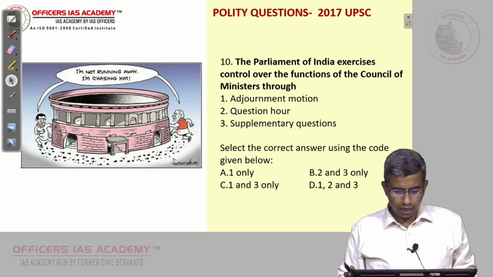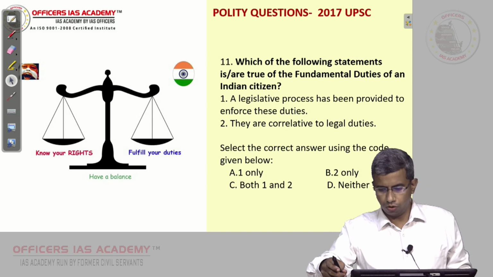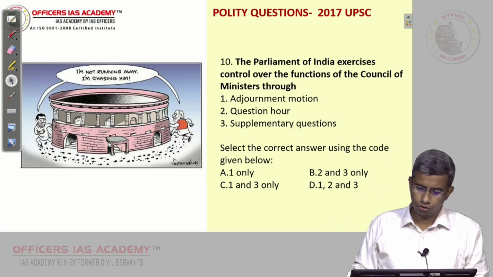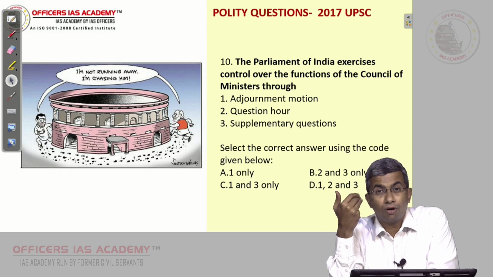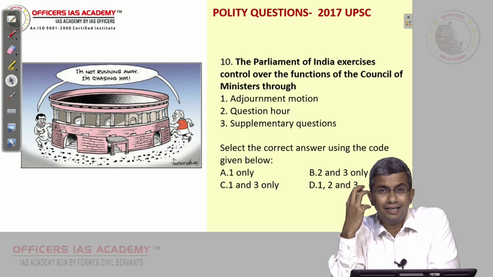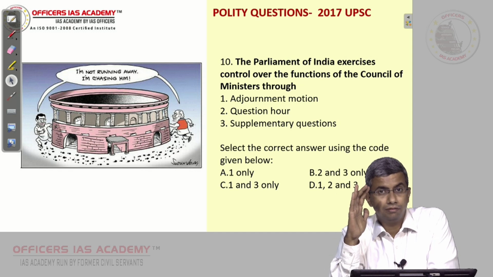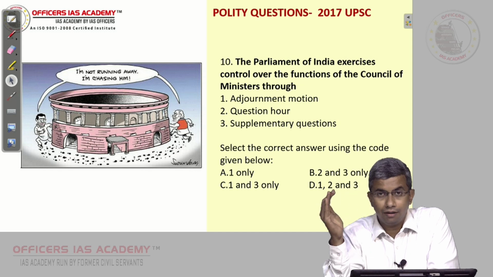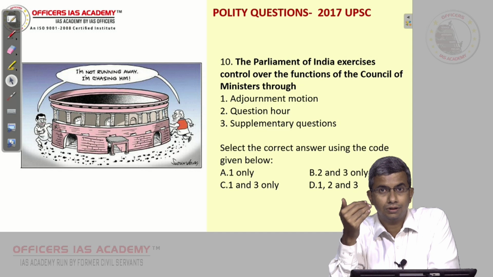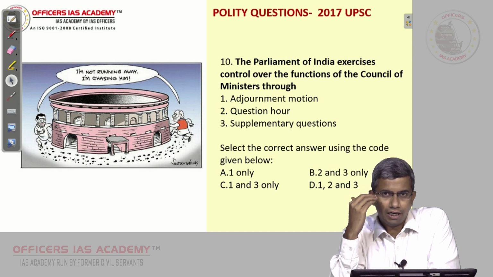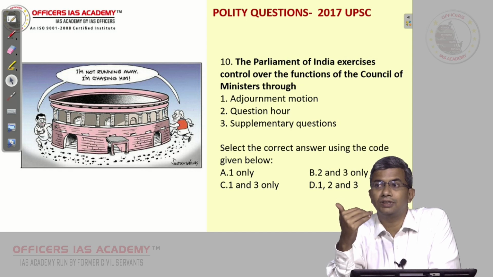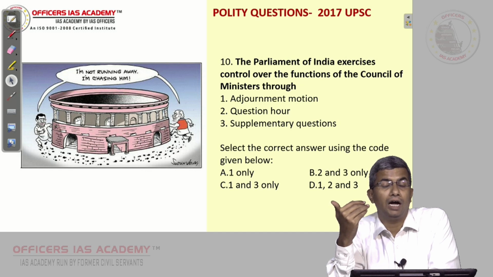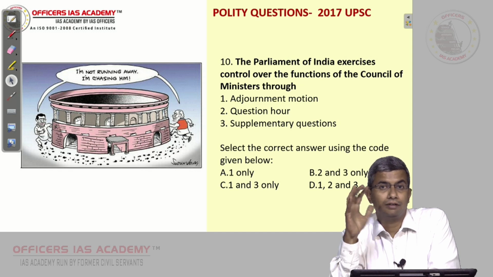The Parliament of India exercises control over the functions of the Council of Ministers through adjournment motion, question hour, supplementary questions. See, always this is what we call list questions. Invariably in list questions, "all of the above" is not something which can be applied blindly, but it is a technique which you can use depending on, of course, your knowledge. But invariably first see whether something is definitely wrong. Otherwise, usually in such list questions, all the options are invariably correct.